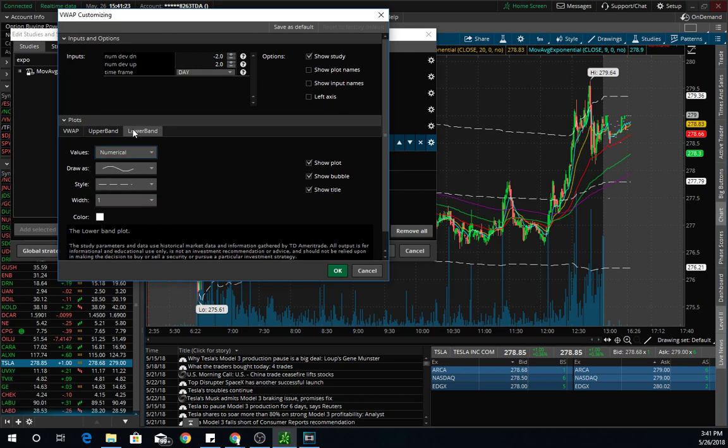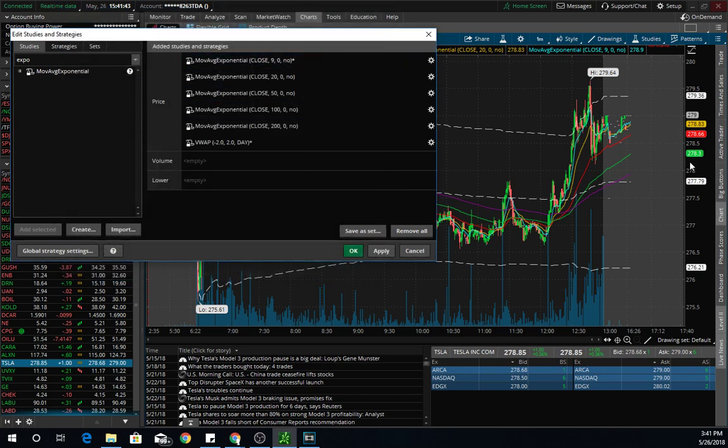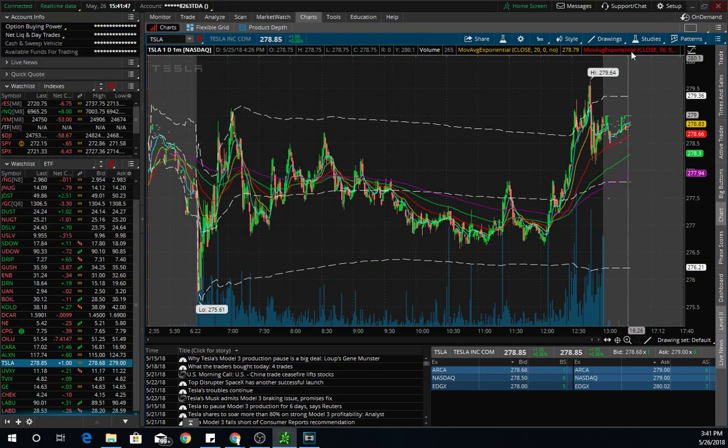Do the same with the upper and lower band. That's all you need to do. Don't touch the inputs up here, because if you touch them, it completely defeats the purpose of the VWAP. Everyone who uses the VWAP uses these inputs, so you want to do the same. Okay, this is what I do on the day trades. This is how it looks.